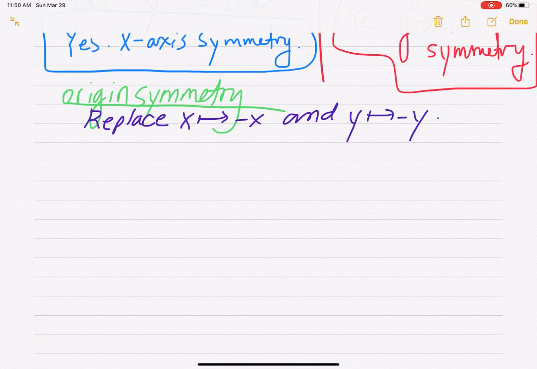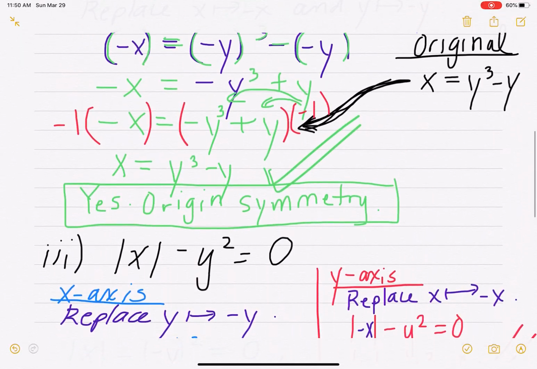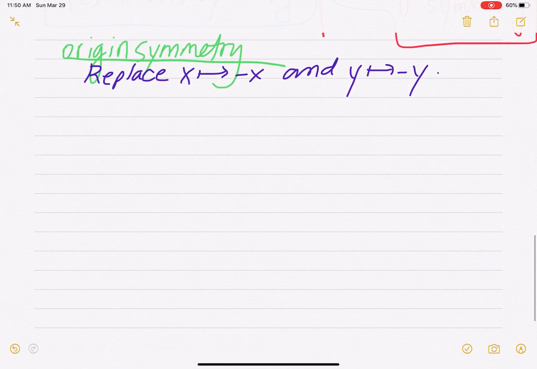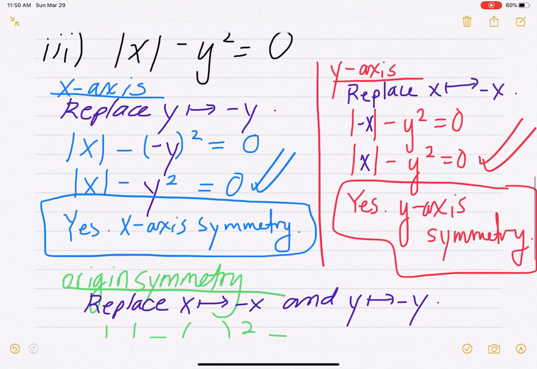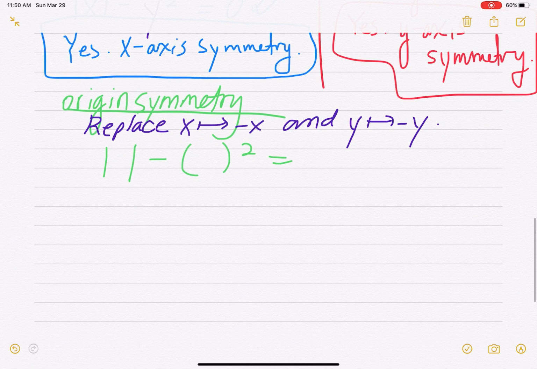And what was our equation? I totally forgot. The absolute value of x minus y squared. Okay, let's set up a template for that. We're going to have the absolute value of blank minus blank squared equals, what was it again? Equals 0. I totally forgot the 0 there. Sorry.